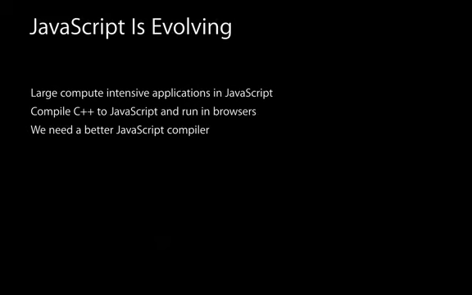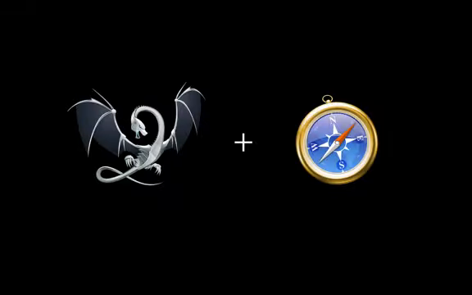Except that JavaScript is evolving. People start writing large compute-intensive applications in JavaScript. People even compile C++ programs into JavaScript and run them in the browser. You can even compile Quake 3 and run it in your browser today, which is great. But it's a new use case, and we need a new compiler to support this use case. And this is where LLVM comes into the picture.